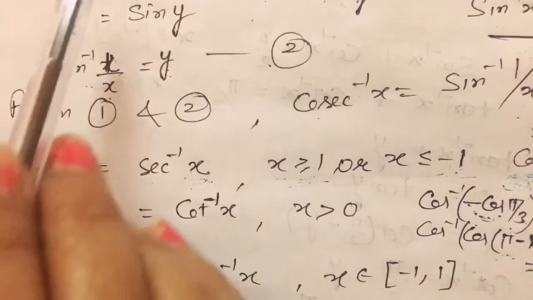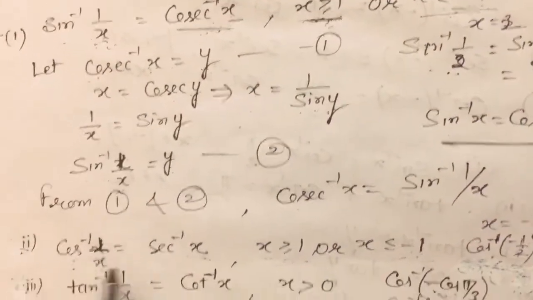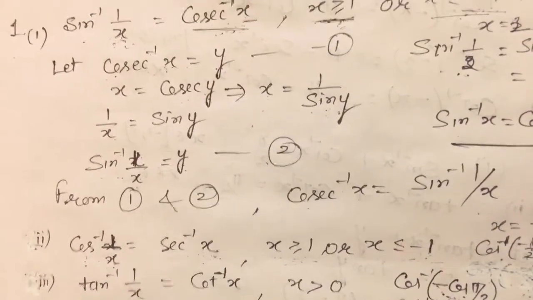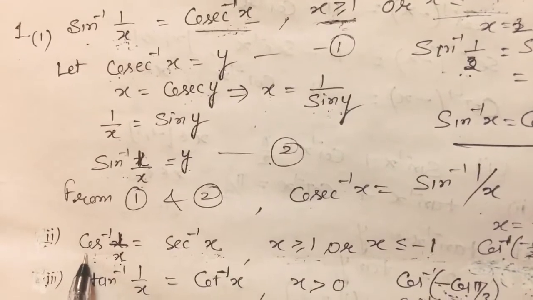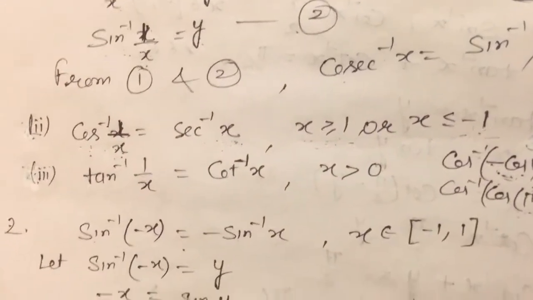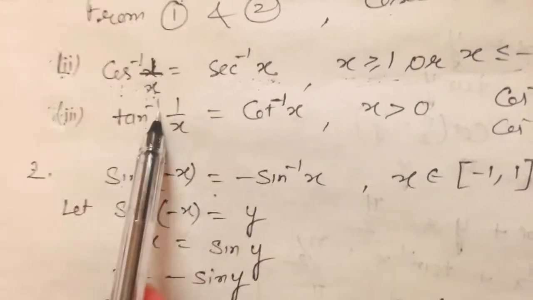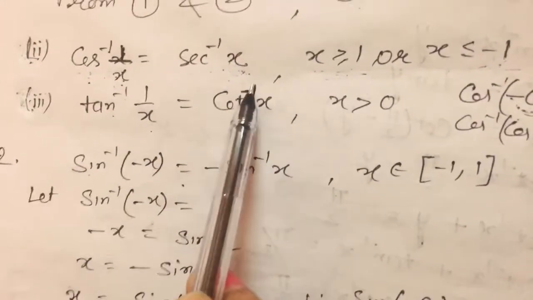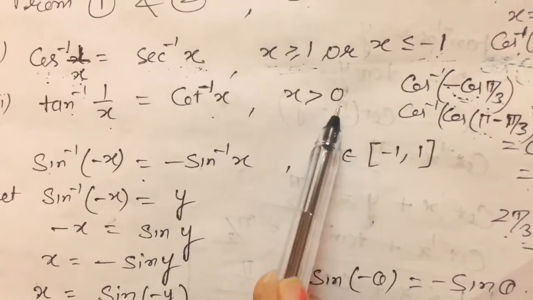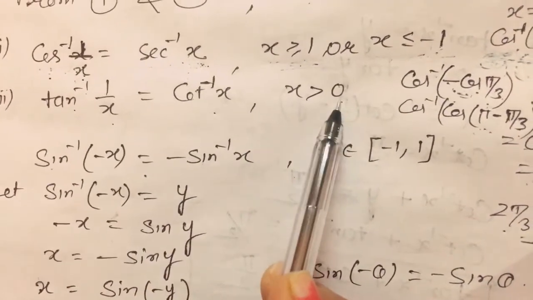And in a similar way, as in the first part, we can prove this by taking secant inverse x as y, and we will show that it is equal to cos inverse 1 by x. Now look at the third property: tangent and cot are reciprocal to each other. So in this property tangent inverse 1 by x is equal to cot inverse x, and here x is greater than 0. It holds when x is greater than 0.